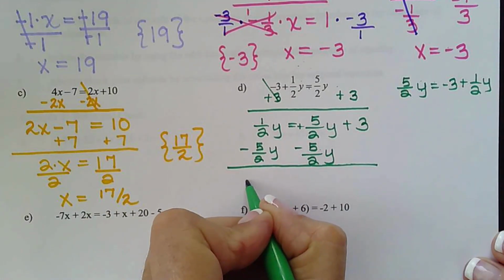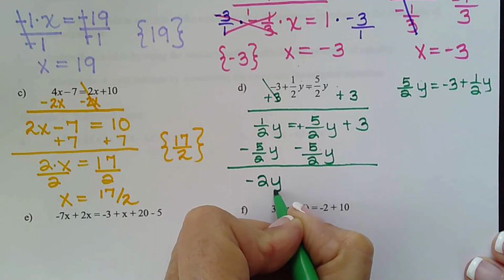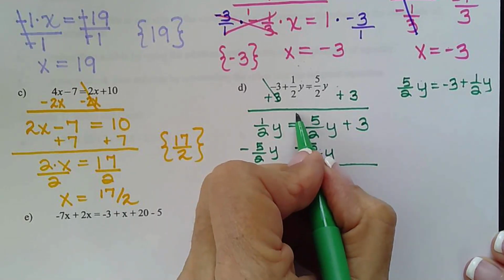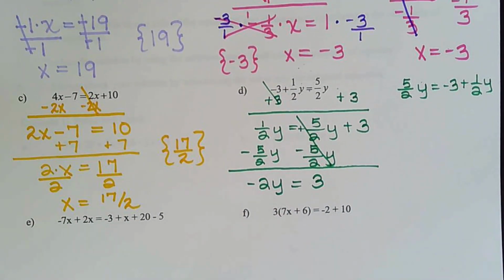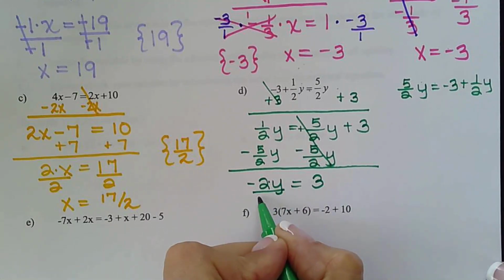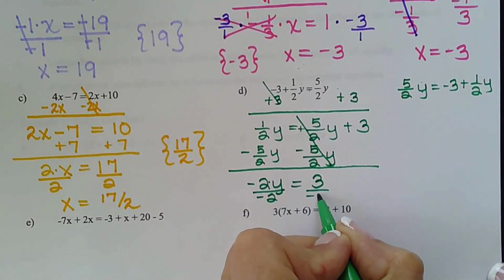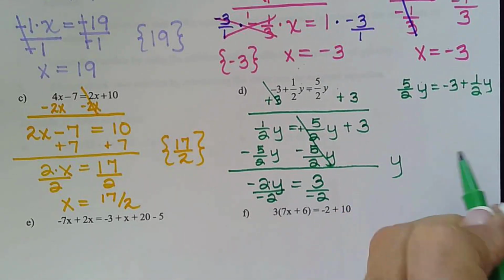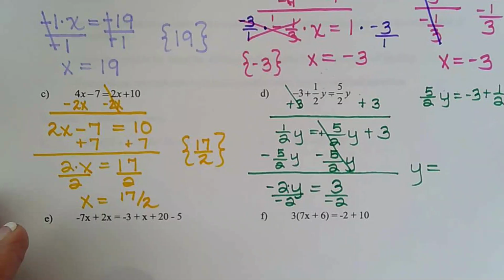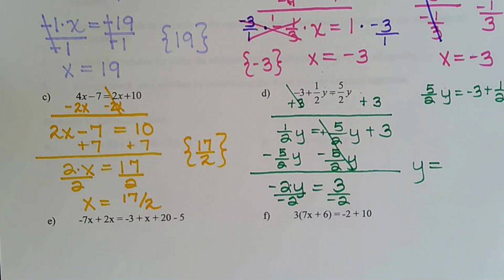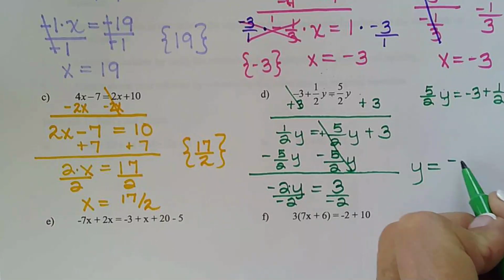So -2y equals, this is gone, 3. So there's my new problem. -2y equals 3. Opposite of times, divide. And there's another improper fraction, which is perfectly fine. One thing teachers and Alex are kind of picky about is no negatives in the denominator. So when you go to rewrite this, just move it up.